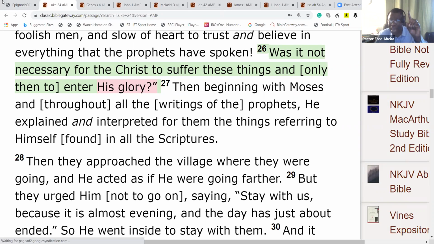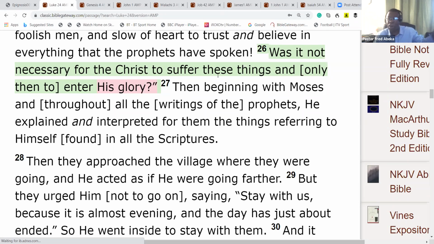For him to explain and interpret for them, that means they had been reading it, but they missed the purpose, they missed the target, they missed the content for which the Old Testament was written. He explained, and that word is a Greek word. He explained, which is interpreted, is the Greek word diermeneuo. It's two words, dia, D-I-A, and hermeneuo, H-E-R-M-E-N-E-U-O. From hermeneuo, we get hermeneutics.